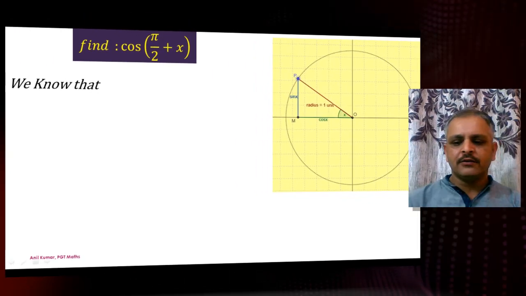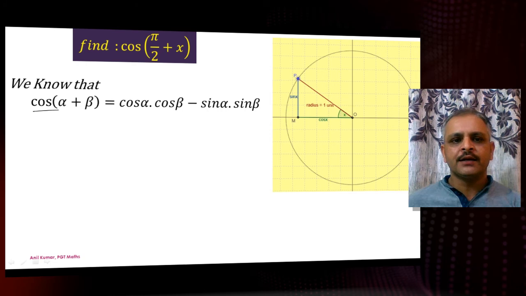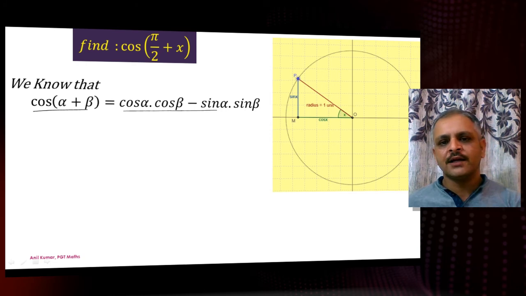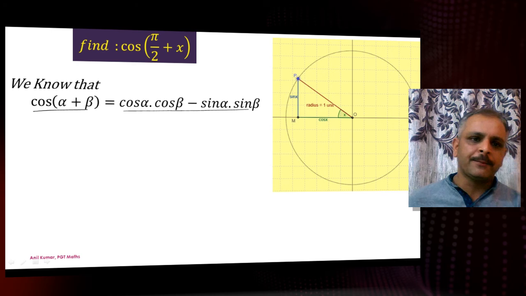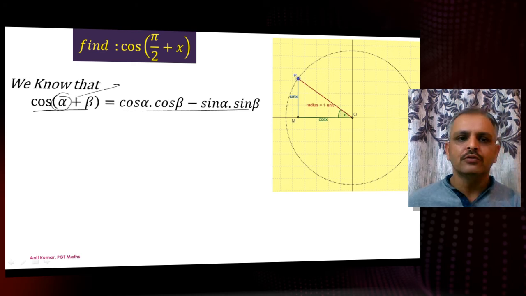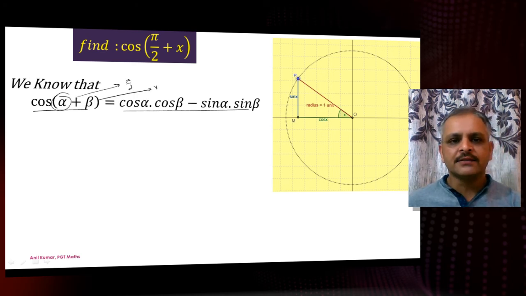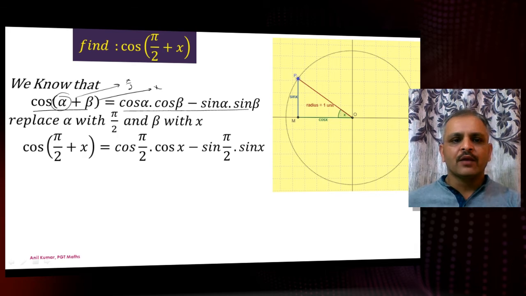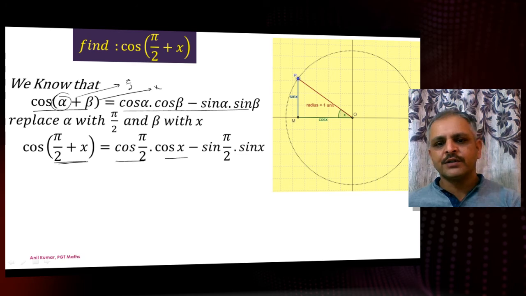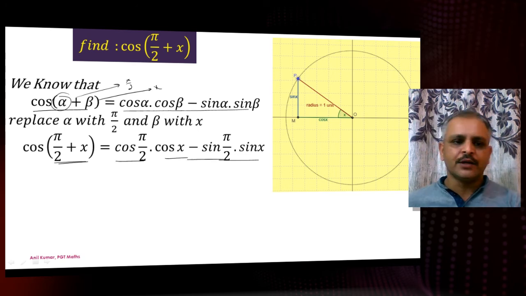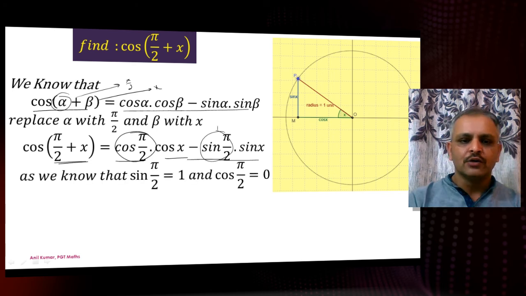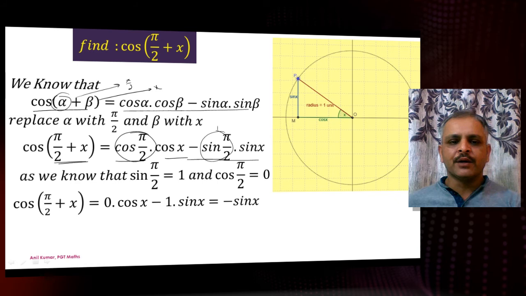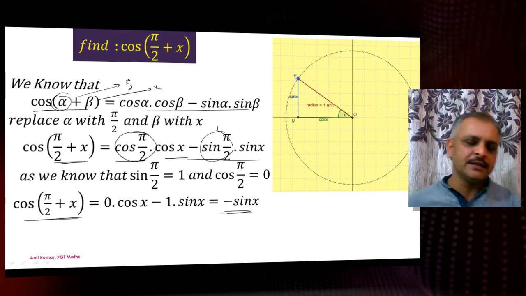So what I will do, I will take the cos alpha plus beta identity, that is cos alpha cos beta minus sin alpha sin beta, and replace the angle alpha with pi by 2 and beta with x. So now it will take the form cos(alpha plus beta) = cos alpha cos beta minus sin alpha sin beta. And we know that cos pi by 2 is 0 and sin pi by 2 is 1. So put the values and it will become minus sin x. So cos(pi by 2 plus x) is equal to minus sin x.